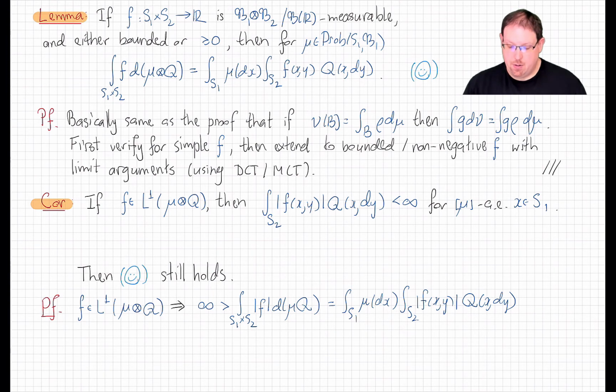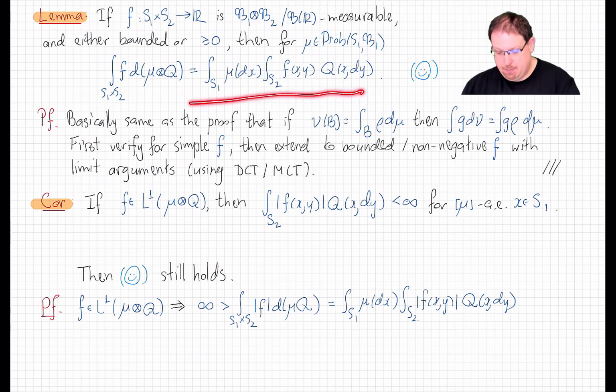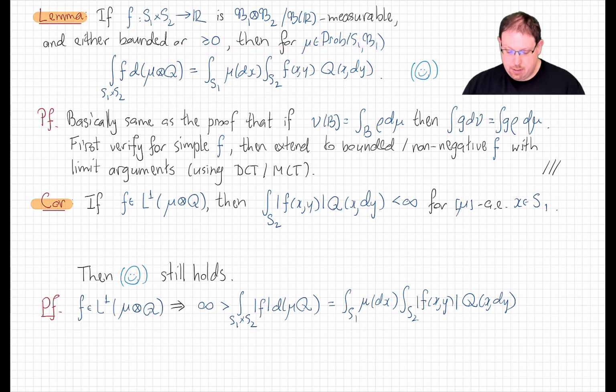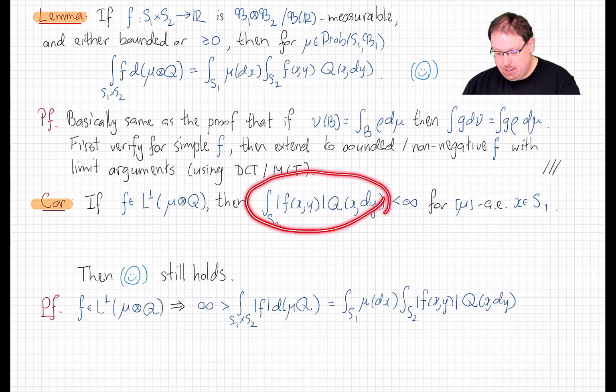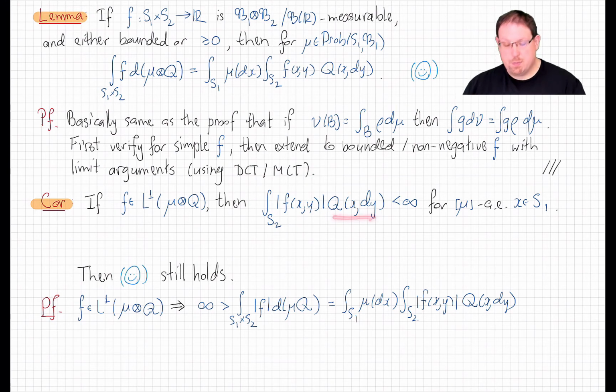Let's be a little careful, though, about integrating beyond the bounded or positive framework. I'd like to be able to integrate functions f that are in L1 of this new measure in terms of some iterated integral type formula. And indeed, the exact same iterated integral type formula will work, because if f is L1 of this product measure, then it turns out that the integral of the absolute value of f against just q, which produces a new non-negative function of x, will actually be a finite function almost surely. That is, almost surely with respect to the measure mu.